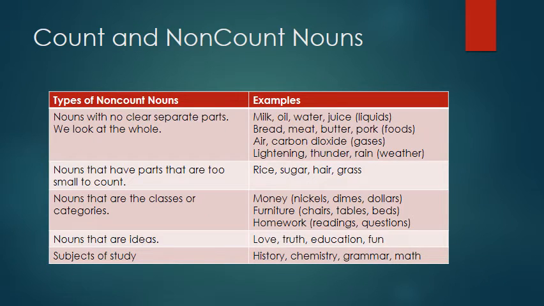Okay, so I've divided the non-count nouns into the 5 different categories that are mentioned on page 160. These are not all the categories, but they're some of the more common ones. So the first category is nouns that don't have any clear separate parts, things that we look at as a whole. So when we talk about liquids like milk, oil, water, juice, we can't cut up milk or cut up water or cut up juice. They don't have any clear separate parts.